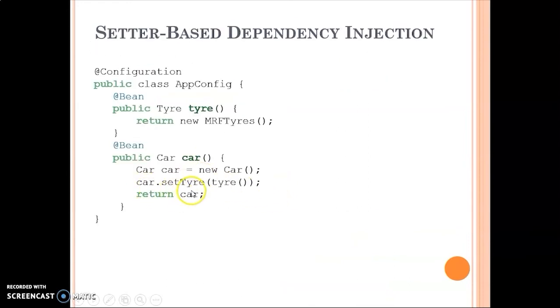Here what we are doing is we are basically calling a setter of tire. So I'm saying car.setTire, and there is where I'm calling the tire method, which provides me the object and it gets set here, and then I'm returning the car object. So this is how I'm providing the dependency to my actual class. So again, this is the class configuration method.